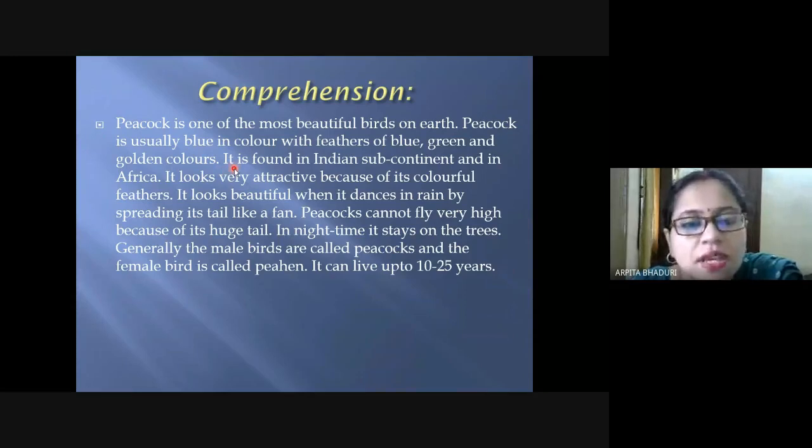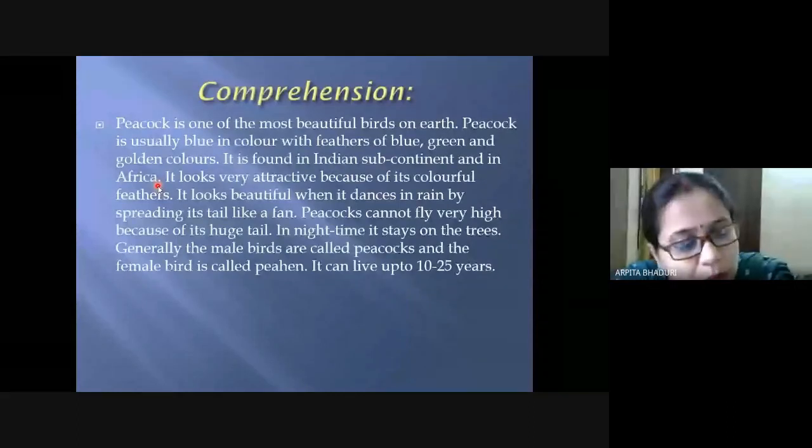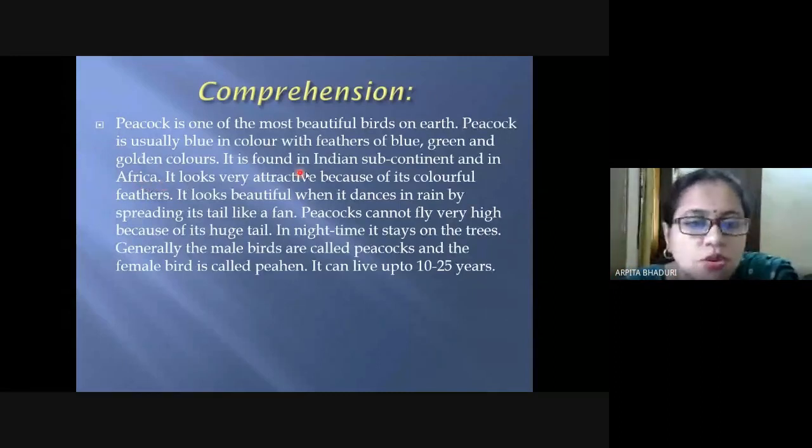Now, let us see the next sentence. It is found in Indian subcontinent and Africa. Did you hear that? Indian subcontinent means India and all the rest of the countries surrounding it, say Bangladesh, Nepal, Pakistan, Sri Lanka, all those countries. You can say India also. And Africa. Africa is far away from India, but you can see peacock there also.